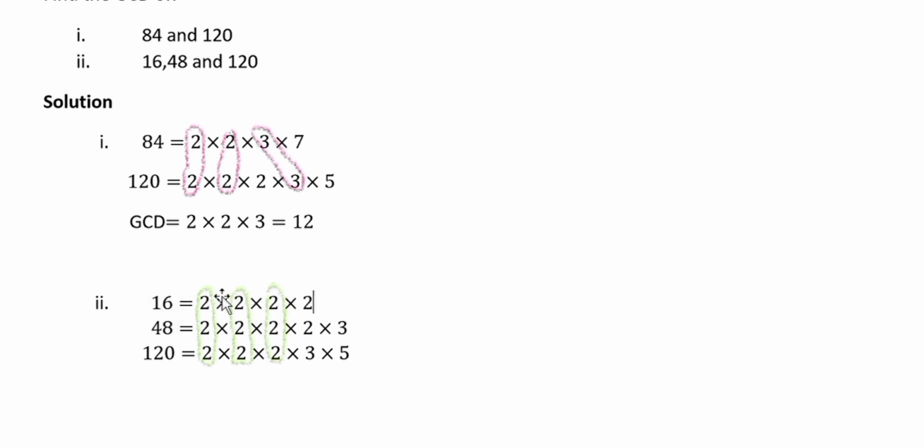So long as a factor appears in all those numbers that you want to get their GCD, you pick one representative. So we have taken this because there's a 2 which appears here and here and here. So we pick one of these 2s to represent this group, and then we pick another one and another one here. So we shall say the GCD is equal to 2 times 2 times 2, and that is equal to 8.